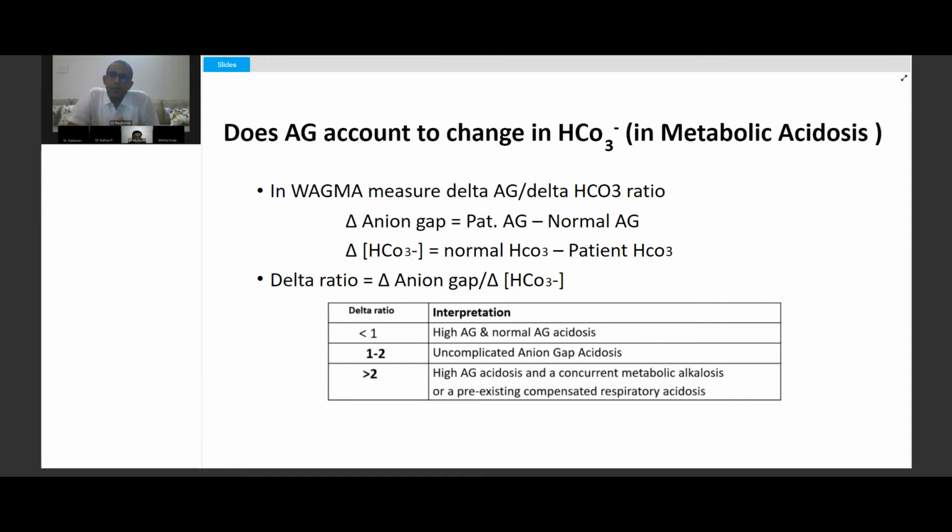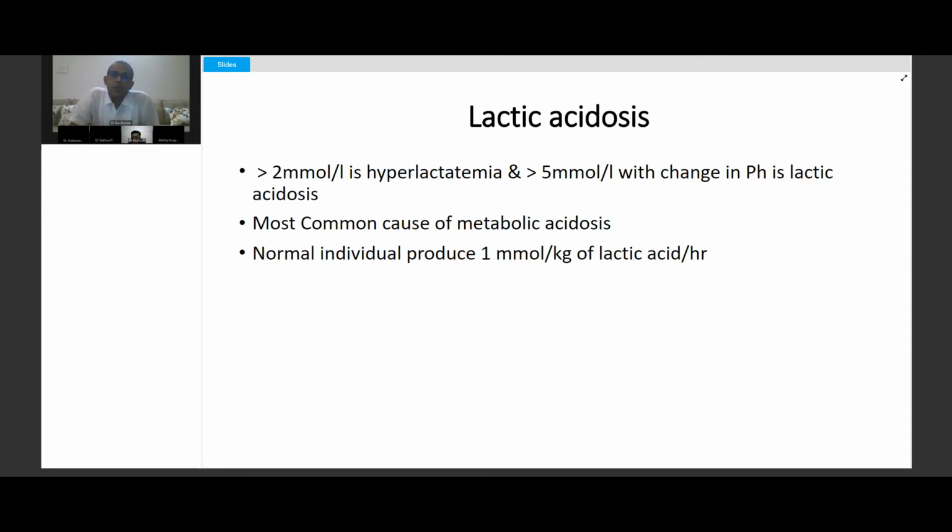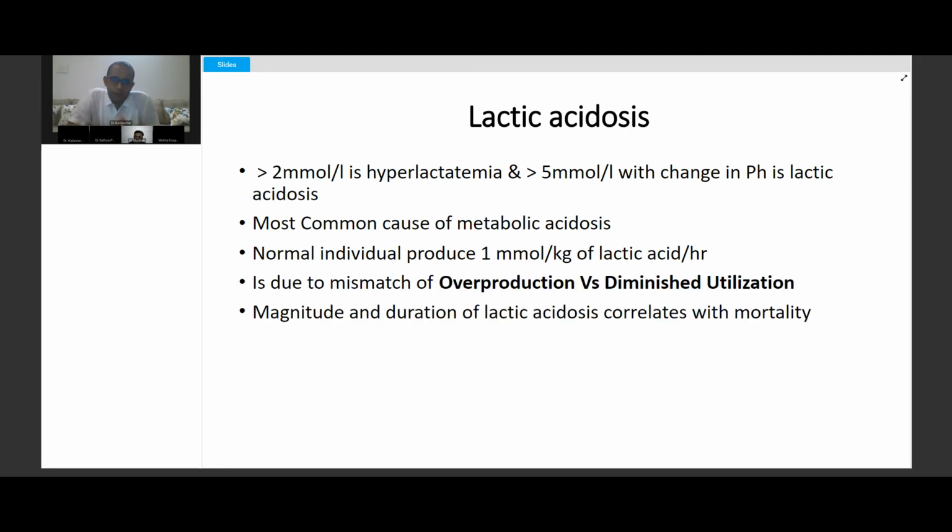And when I talk about metabolic acidosis, lactic acidosis is one of the most common, and it is the most important thing to be looked at, because it is not only the reason. When it is more than 5, it has prognostic indications also. Normally our body produces roughly around 1 millimolar per kg of lactate per hour, and it is the mismatch which determines the lactate level in the body. As I already told, the magnitude and duration of the lactic acidosis correlates with the mortality.